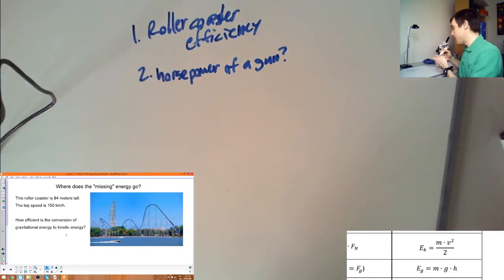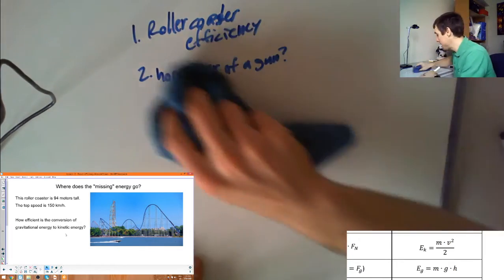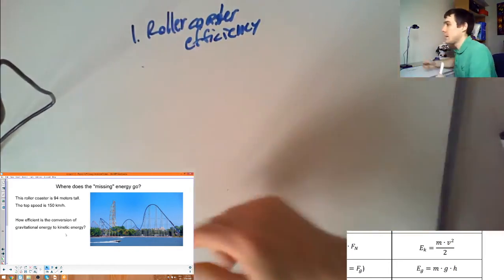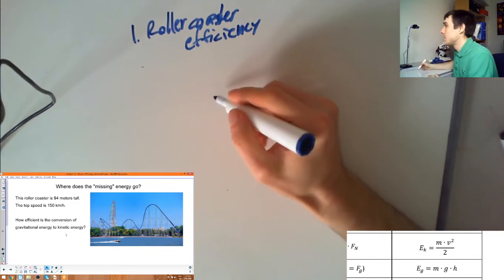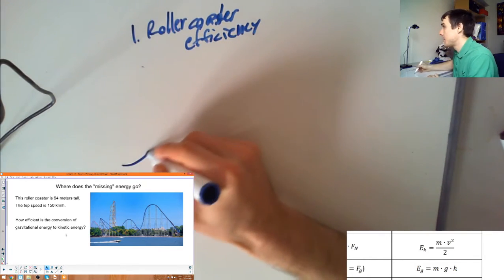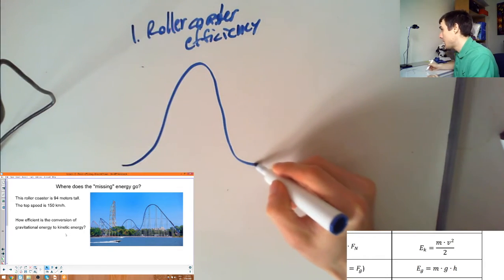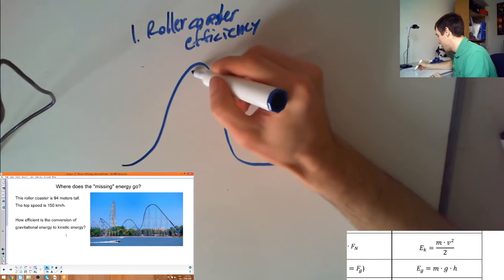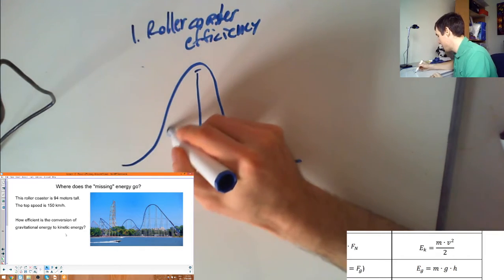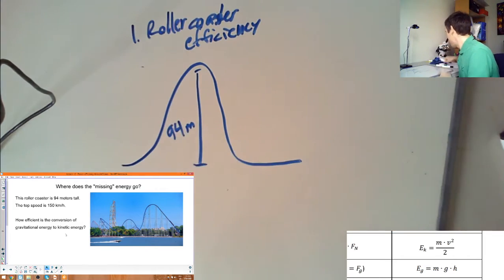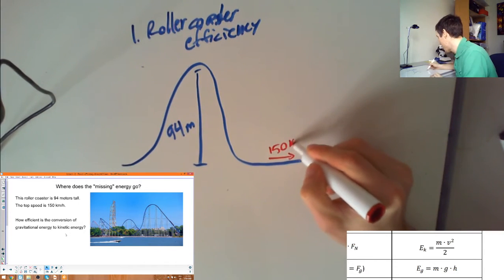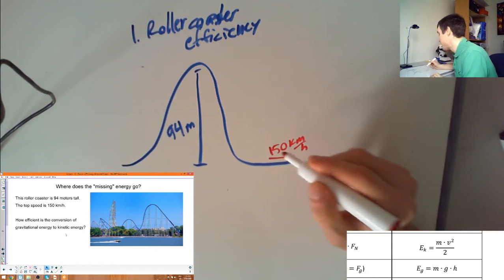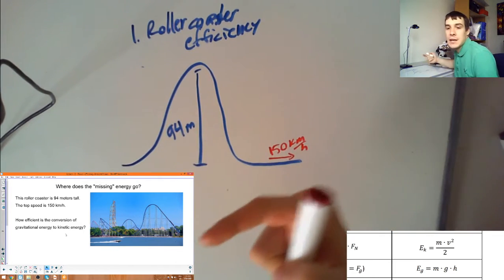So let's just jump right into it with the roller coaster efficiency problem that's linked here. Now this is really similar to that efficiency lab that we did with the balls and the ramps. But essentially you have a roller coaster, it goes up a hill, and then ends up going a certain speed. So you have a 94-meter hill and a 150 km/h speed coming up. These are real figures, by the way. That's the real figures of this actual roller coaster.